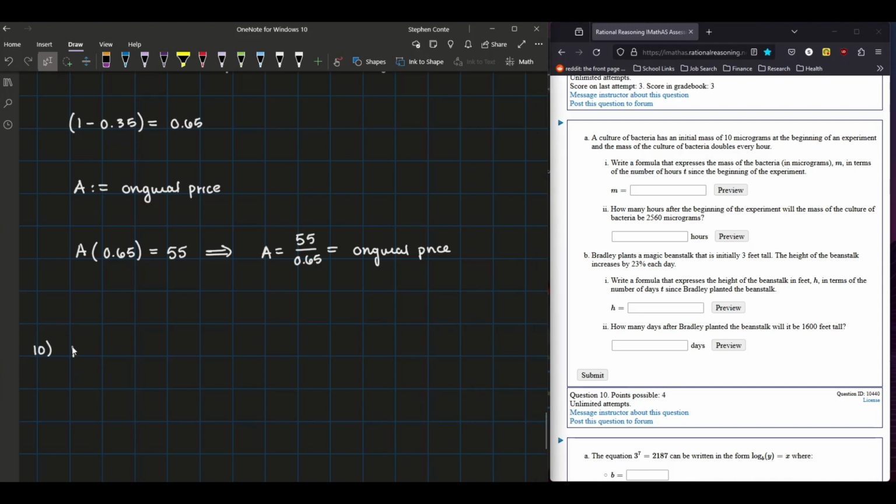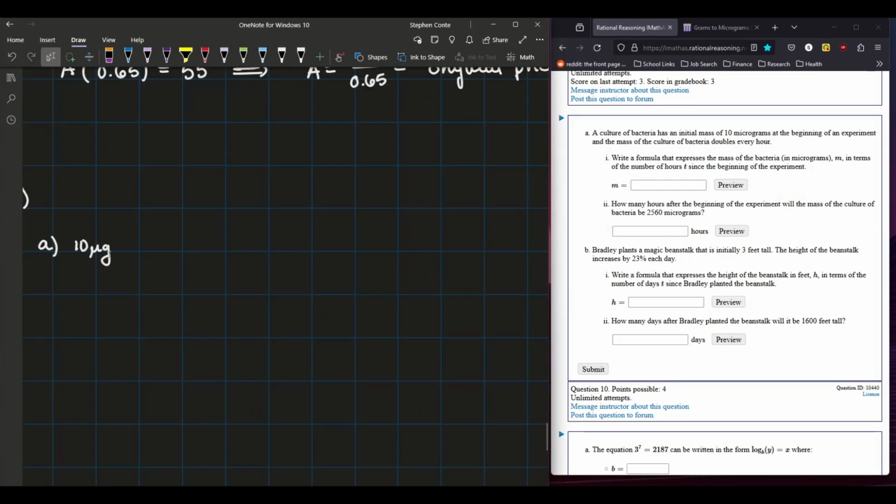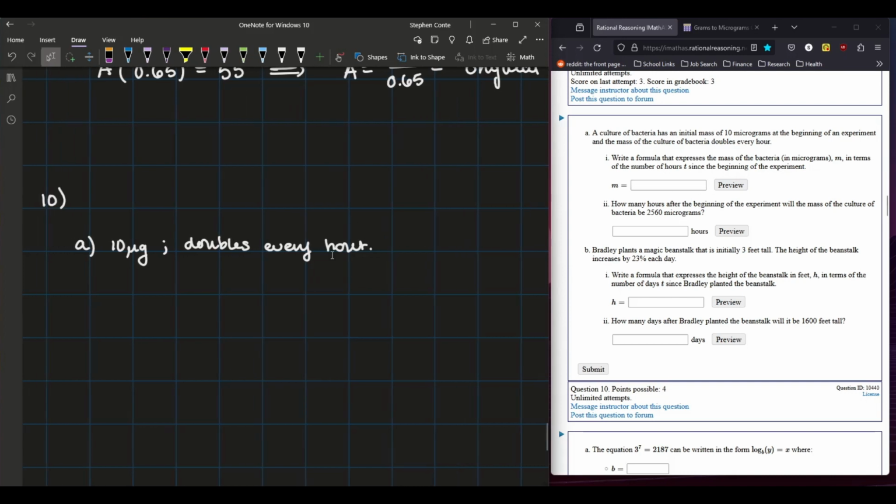We're starting with 10 micrograms. Let me make sure I write A. 10 micrograms, and we're saying it doubles every hour. Okay, we want to write a formula that expresses the mass in terms of the number of hours T since the beginning of the experiment.